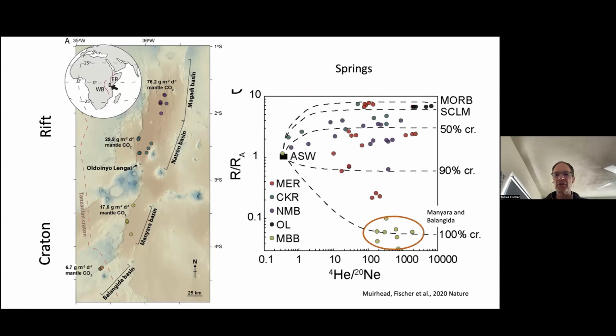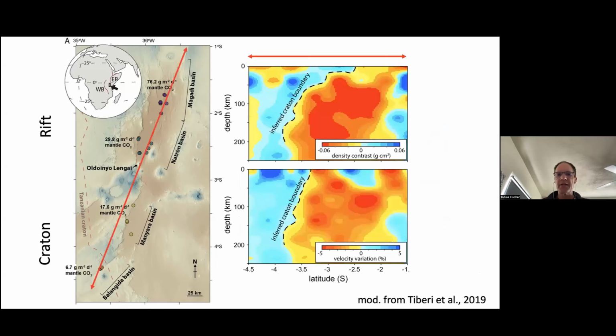And helium isotopes, again, are very useful in identifying the source of the volatiles. We see that Manyara and Balangida are purely crustal gases. So there's very little gas coming out. The CO2 is mostly from the little bit of vegetation, and nothing is coming from the mantle there. I'm going to skip this one.